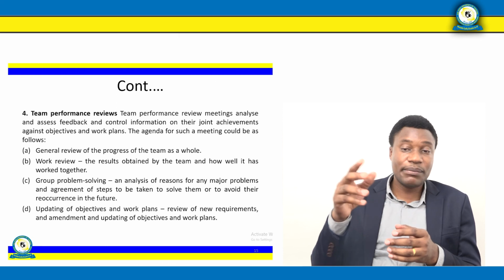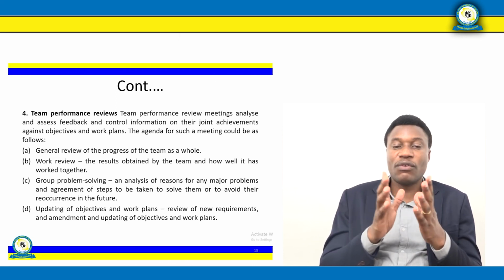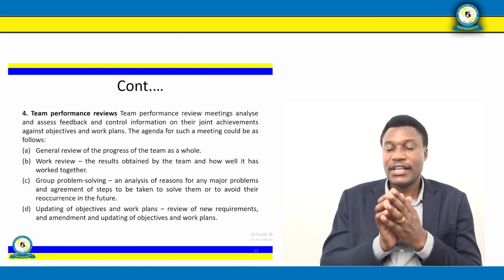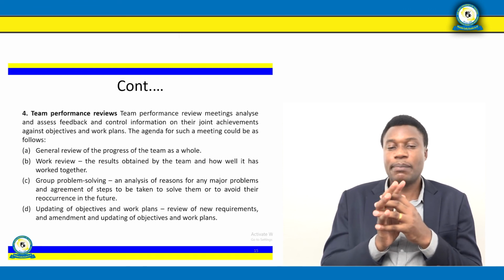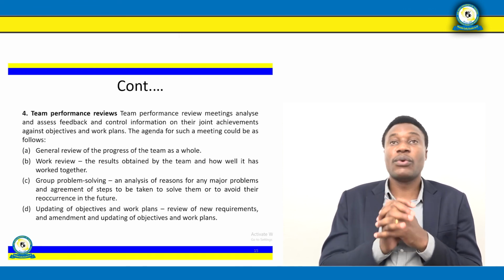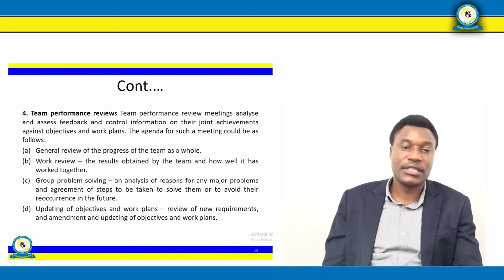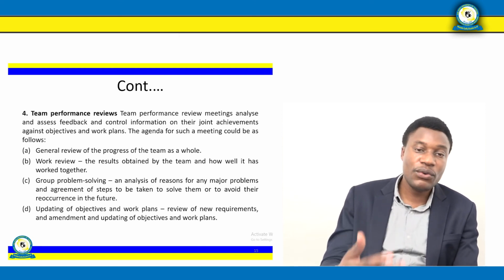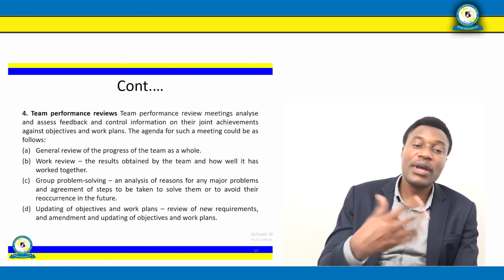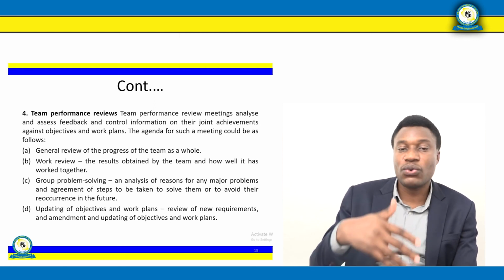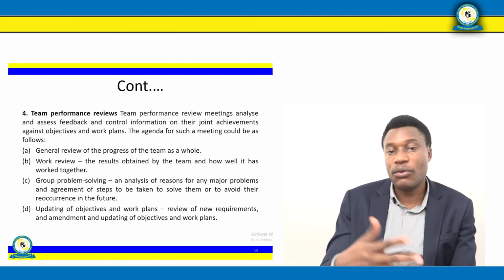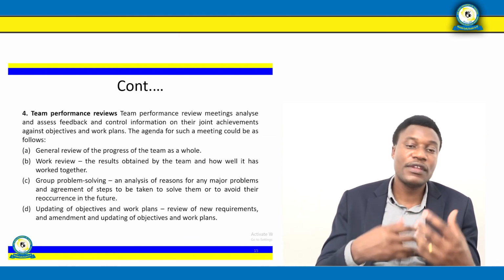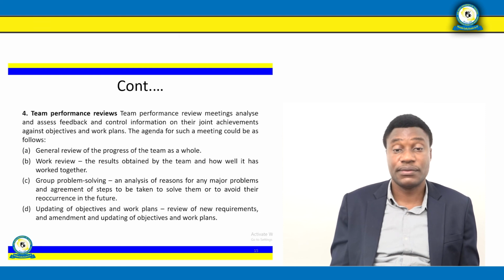The other one within that meeting or review: updating of the objectives and plans, review of the new requirement, and the amendment and update of the objective and the work plans are very important in the team. When reviewing team performance, when we are within the meeting, we have now to update our information. We had this and then we had these problems, and then we moved like this and then we got these problems. We have now to review it.